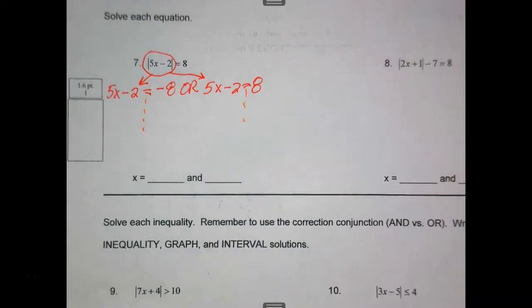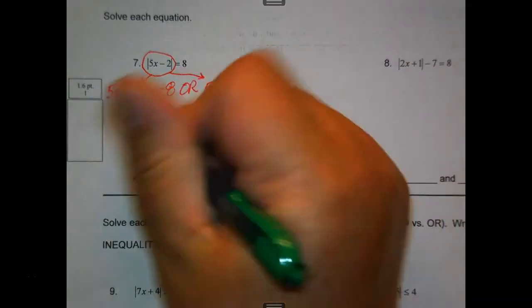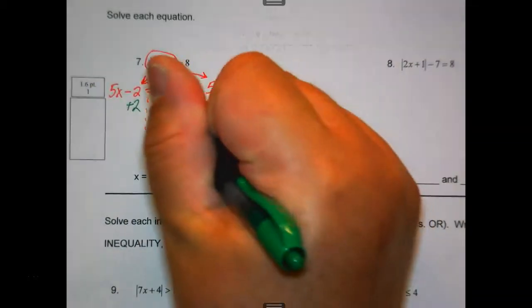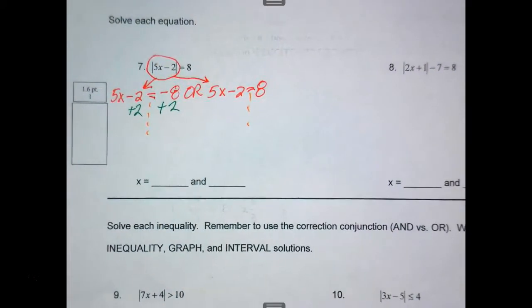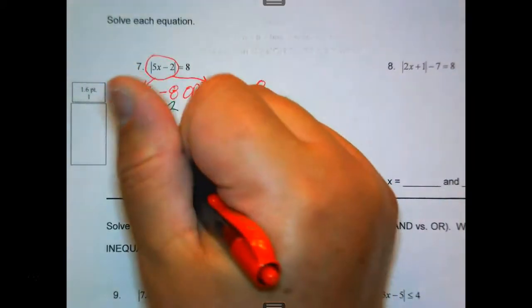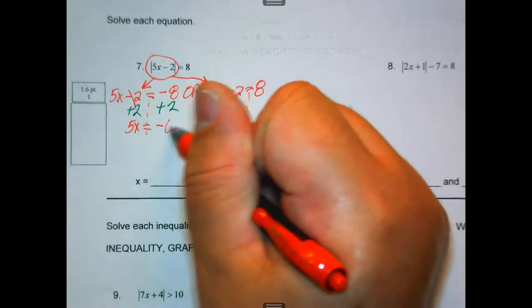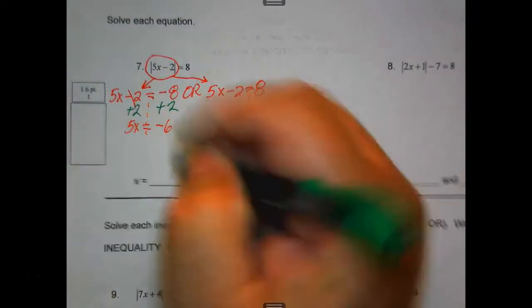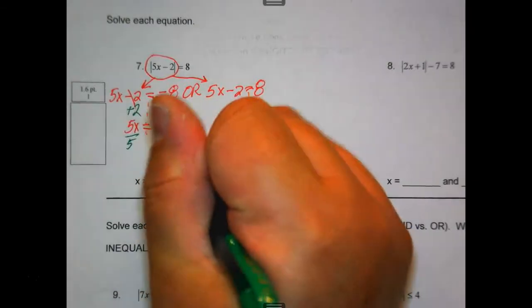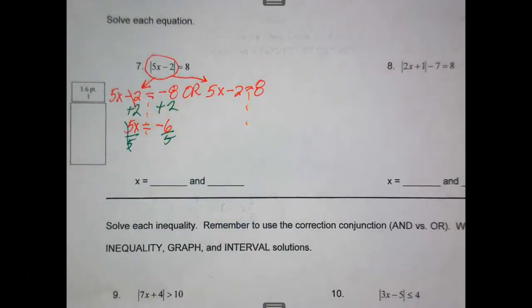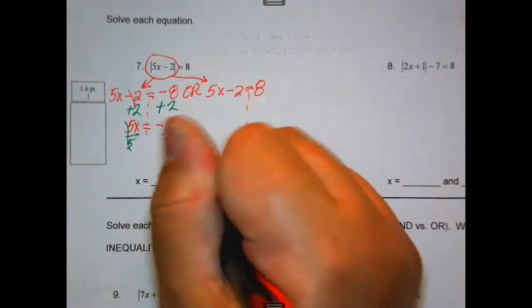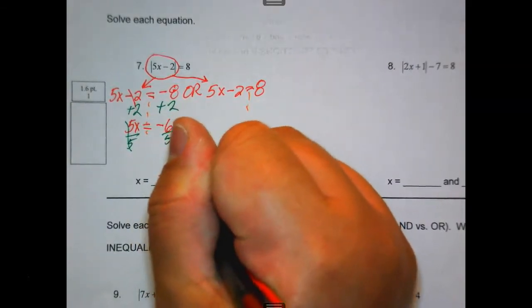I have 2 equations to solve. I'm going to add 2 to both sides. I get 5x equals negative 6. Divide by 5. So x equals what? Negative 6 over 5. Good.